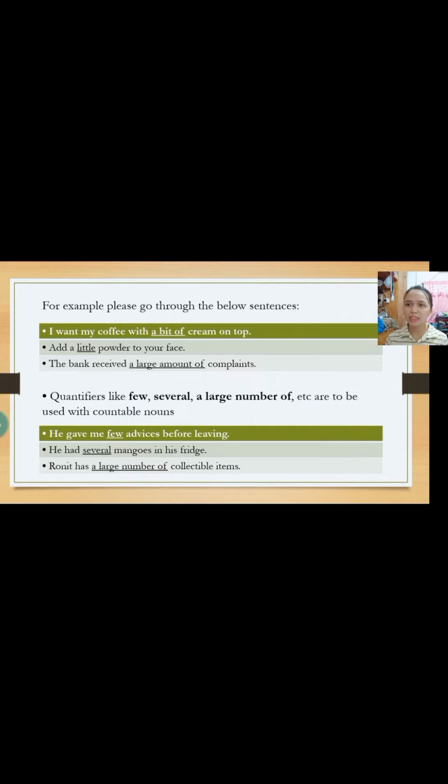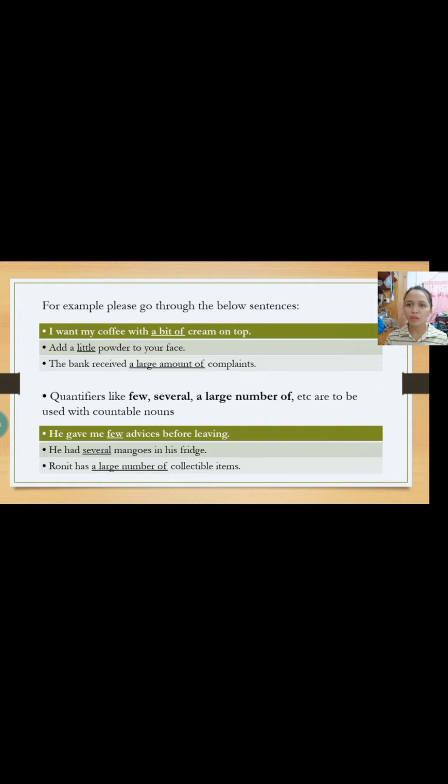On the second sentence, add a little powder to your face. Little is the quantifier determiner here because it refers to the noun powder. For the third sentence, the bank received a large amount of complaints. A large amount of is the quantifier determiner and it belongs to uncountable nouns.